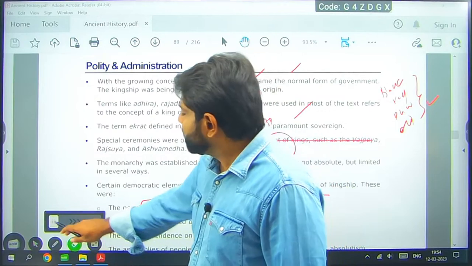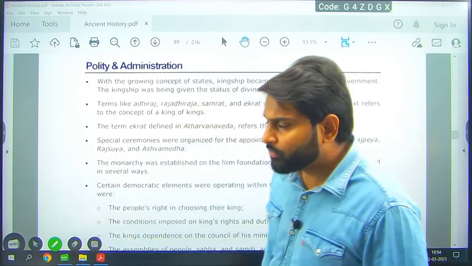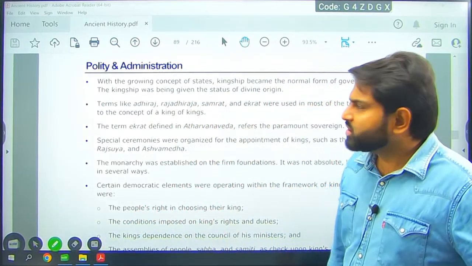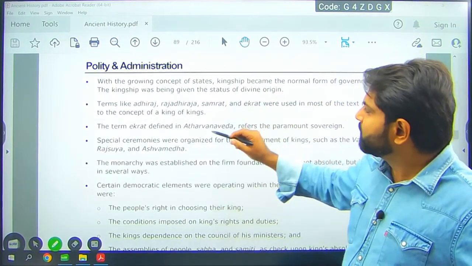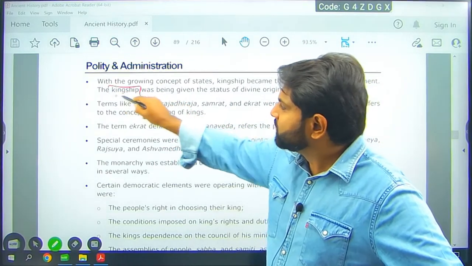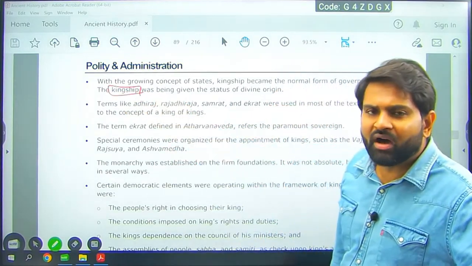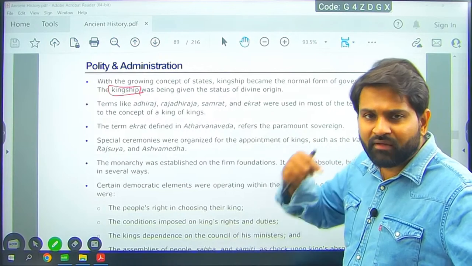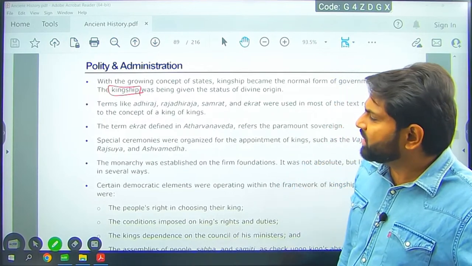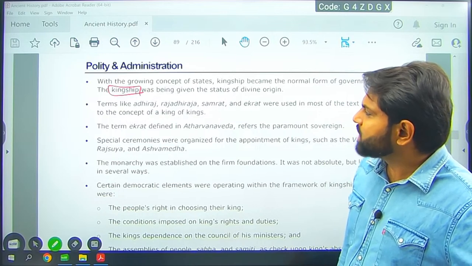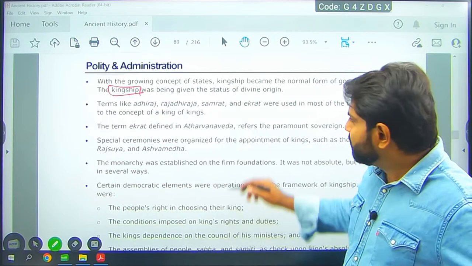If you see the polity and administration, with the growing concept of states, kingship became the normal form of government. Kingship was becoming the status of divine origin. Even Ashoka is called Devanam Priya, which means beloved person of the gods. Terms like Adhiraj, Rajadhiraj, Samrat, Ekrat were used.